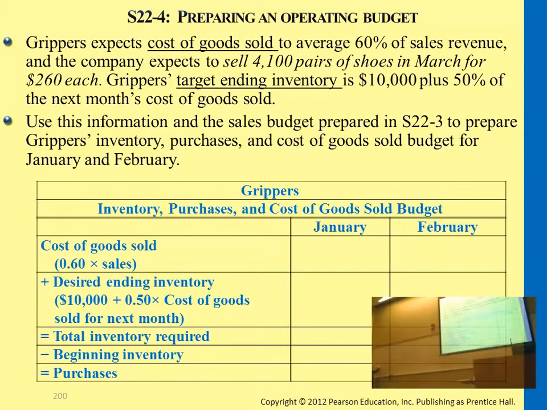Once you have the sales revenue, the same policy applies to March. 60% of sales is cost of goods sold. So you times 60% to get March's cost of goods sold first. That should be $639,600. That's the cost of goods sold for March, and this is useful to get February's ending inventory. So you will use $10,000 plus half of March's cost of goods sold. After this, you should be able to get $329,800. This would be the budgeted ending inventory for February.